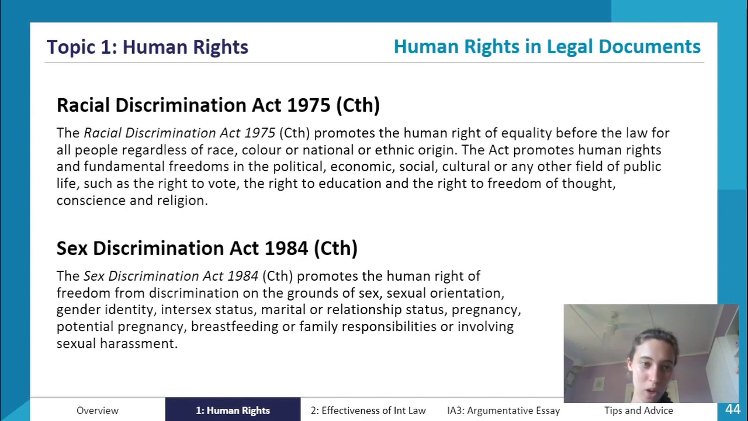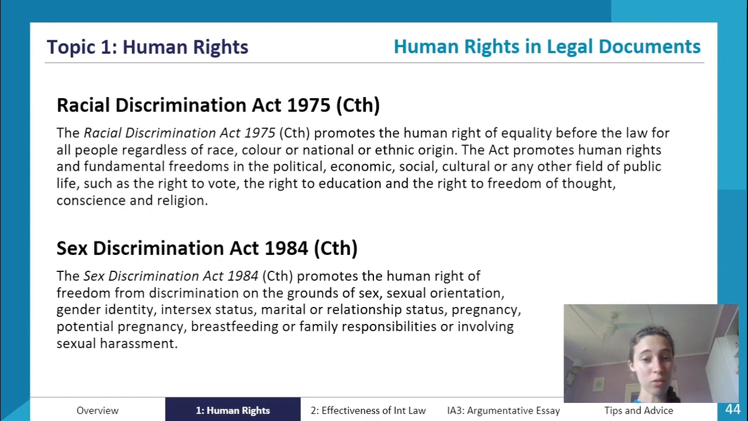The Racial Discrimination Act. So now we're going through some human rights in specific legal documents. We've had the Magna Carta, and now we've got these various discrimination acts. As we go through, hopefully you can think of some pretty logical examples of these sorts of discrimination, and what these discrimination acts are trying to work against.